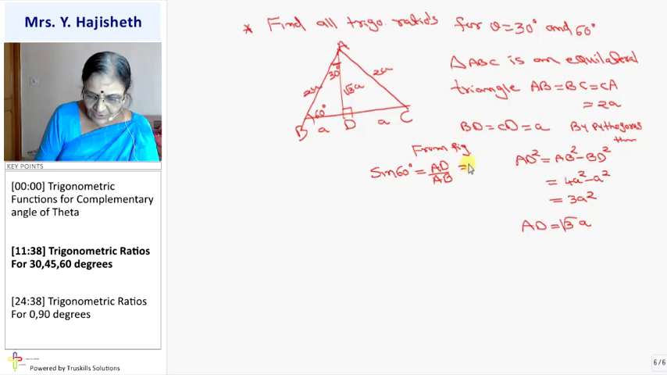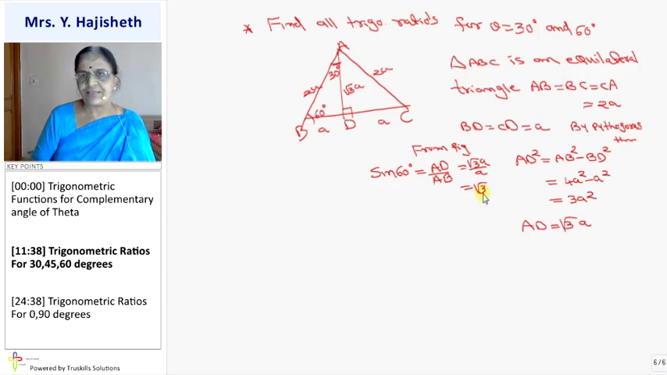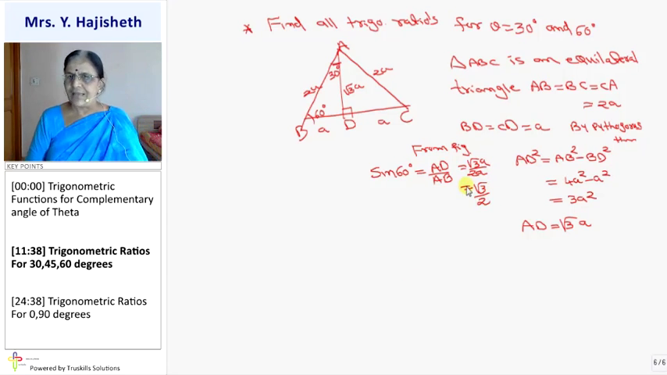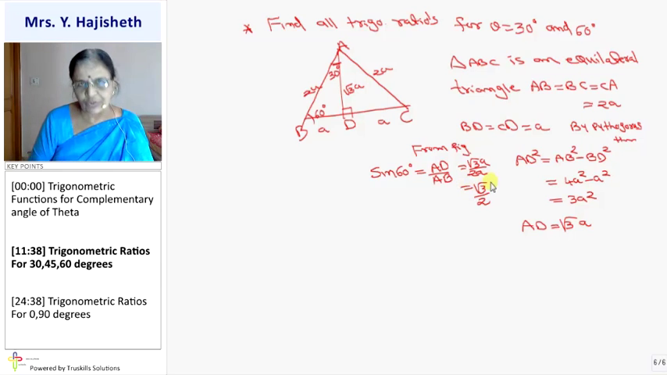So it is root 3A upon A. So my answer is root 3. What is sine 60? Sorry, 2A. 2A. So it is root 3 by 2. Clear? What is my sine 60? Root 3 upon 2A. So it is root 3 by 2.